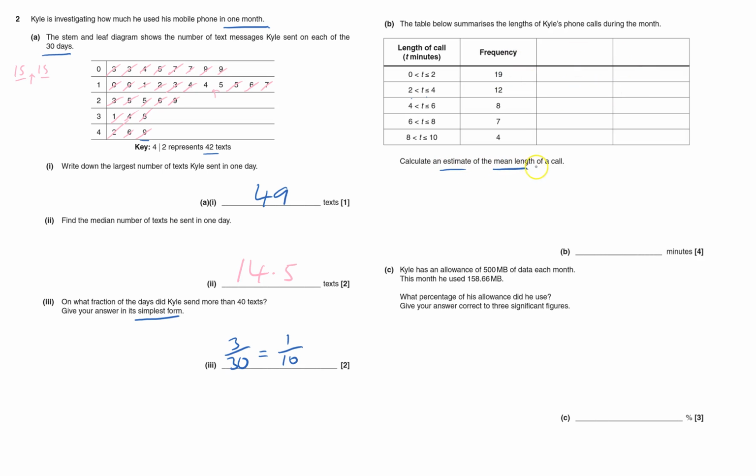Estimate the mean length. That's the total length of calls divided by the total number of calls. So we've got 0 to 2, 0 is less than t is less than or equal to 2, and I've got 19 of those. There's no way I can add up these things because it just doesn't make any sense to add up those. But if I said that each of those is about 1, then I know what I need to do. I need a midpoint of each group.